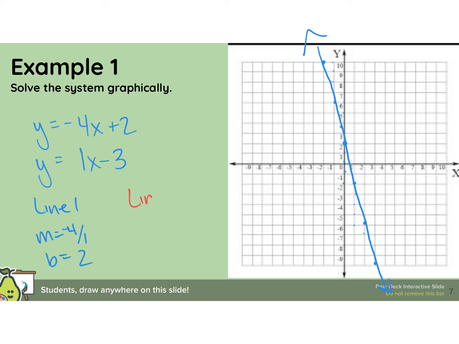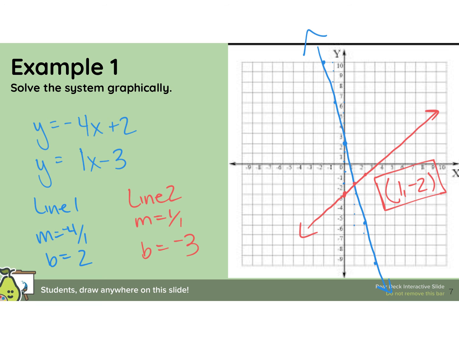So for line 2, the slope is 1 over 1. The y-intercept is negative 3, so let's start at negative 3. Let me go up 1, right 1. That was easy. I see right away where they intersect, so I don't need as many points for this line. These lines intersect at the point 1, negative 2. We will box it because that's our solution, and that is it for example 1.